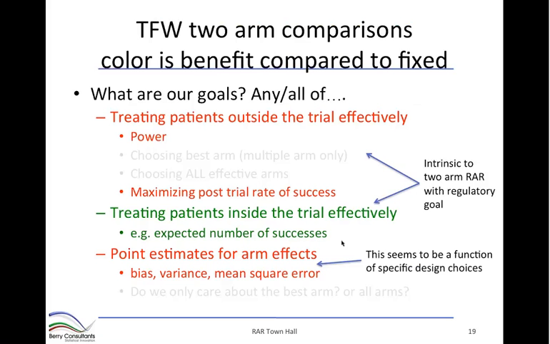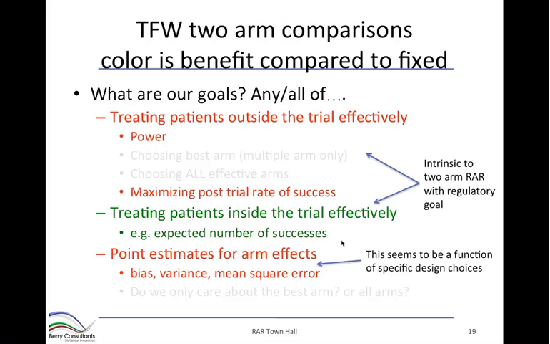If you think about the report card here, for those two-arm comparisons, here are the essential conclusions. In terms of power, it doesn't do very well. There's a loss of power. This is intrinsic to a two-arm RAR design. We know one-to-one generates the highest power, assuming equal variances and so on. Maximizing the post-trial rate of success: if we have a study with low power, the external population may never get this drug. So that's a problem.